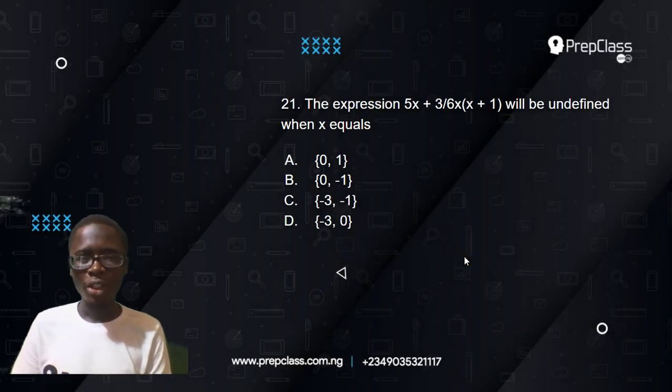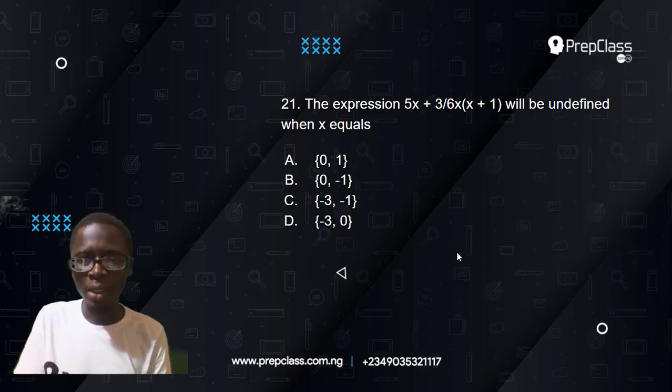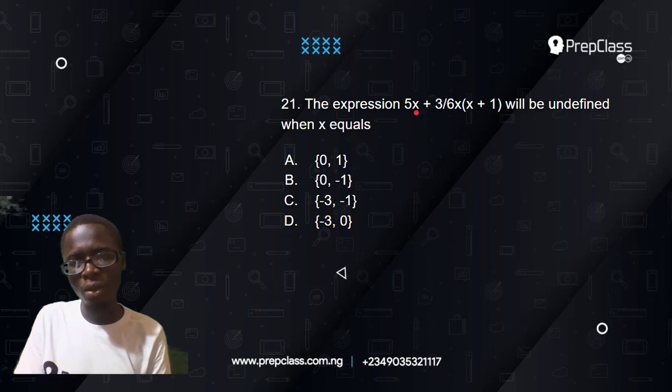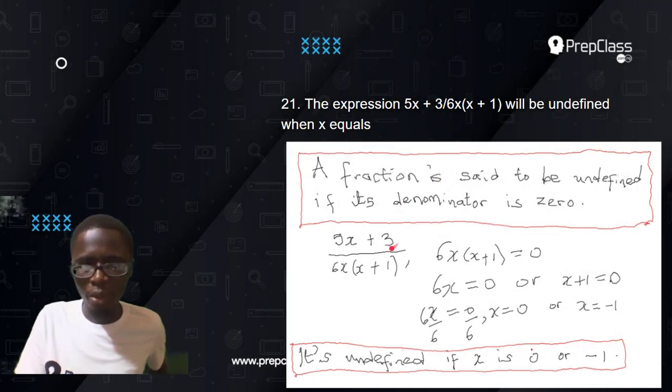Okay, question number 21 says, the expression (5x + 3) all divided by 6x(x + 1) will be undefined on what condition? So you need to be very careful here because the whole of this is what this denominator divides, not just the 3. So something like this is what we're looking at.